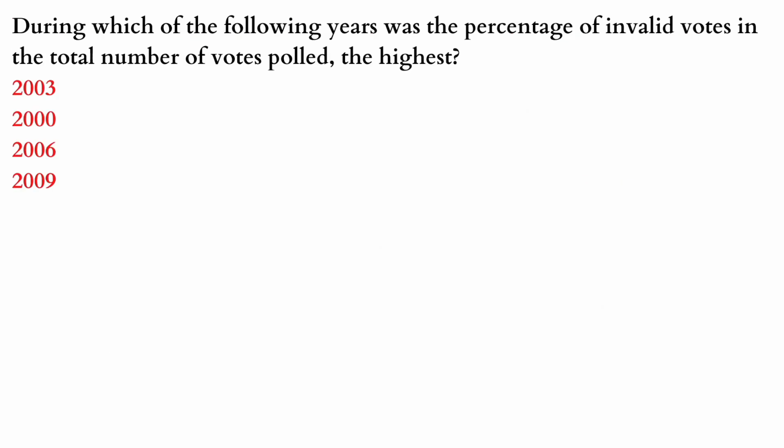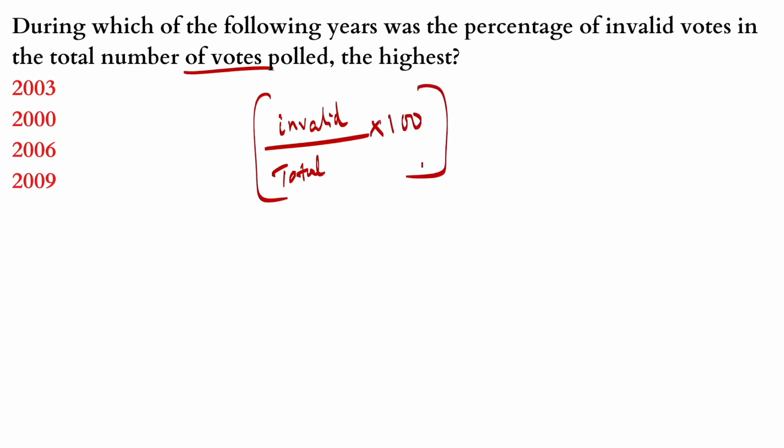So what's the next question? During which of the following years was the percentage of invalid votes in the total number of votes polled the highest? So here the percentage of invalid votes in the total number of votes polled. So invalid by total number of votes, we have to find out this percentage maximum for which year.